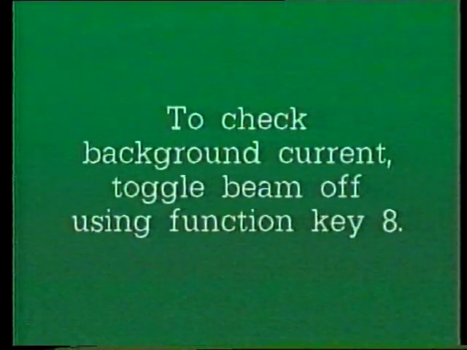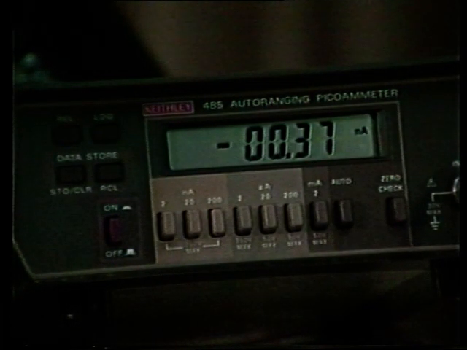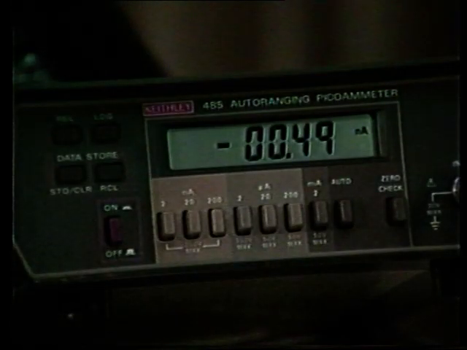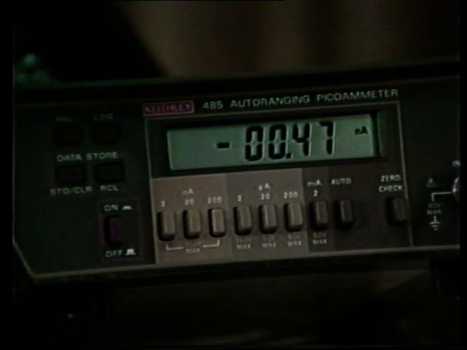To check the background current again, let's go to our beam using function key number 8 and toggle it off again. We see now that our background current is a little bit lower, so we have 0.13 nanoamps of current. What we can do is turn the beam back on, go back to condenser lens of function key 14, and slew to 0.47 nanoamps.